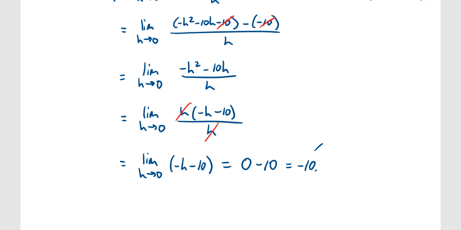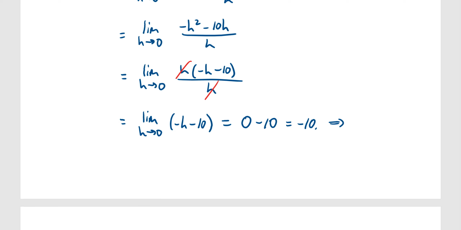So that means that f prime of 5 equals negative 10. So that means the slope of the curve at x equals 5 is negative 10, or the slope of the tangent line at x equals 5 is negative 10.